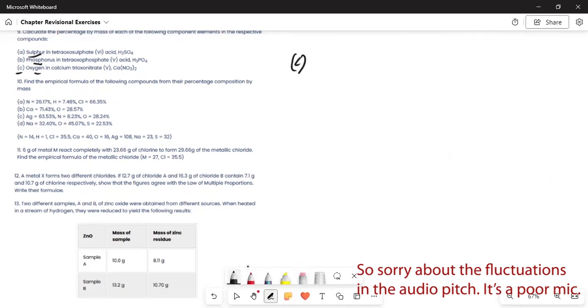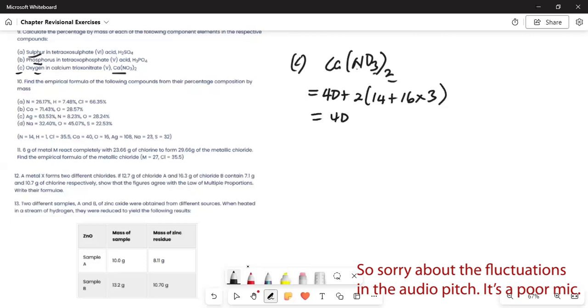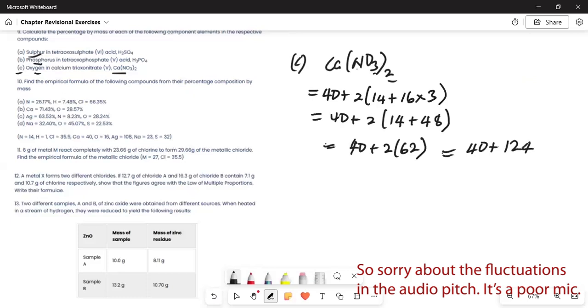Let's make some room. Calcium trioxonitrate 5, Ca(NO3)2. Calcium is 40, plus these two affect both nitrogen and oxygen, so let's place it in front. 2 times nitrogen is 14, oxygen 16 times 3, 3 atoms. That would be 40 plus 2 times 14 plus 48. 16 times 3 is 48. Now 14 plus 48, that is 62. And 62 multiplied by 2 there. 2 times 62 is 124. So this is 40 plus 124, which is 164.